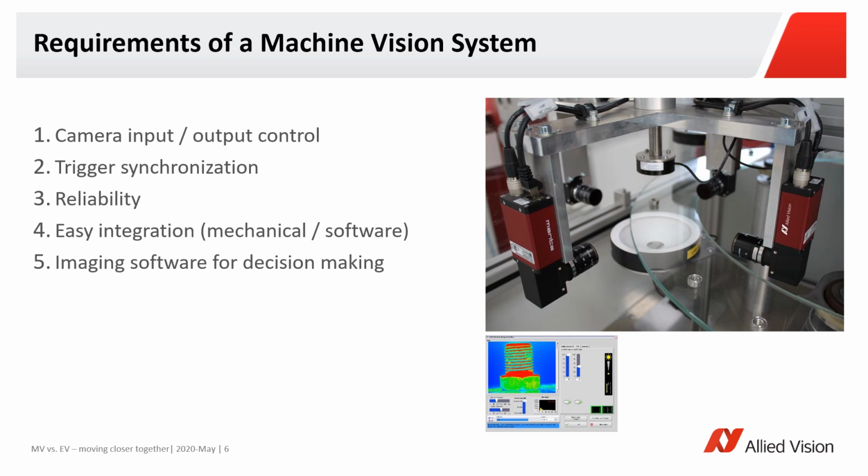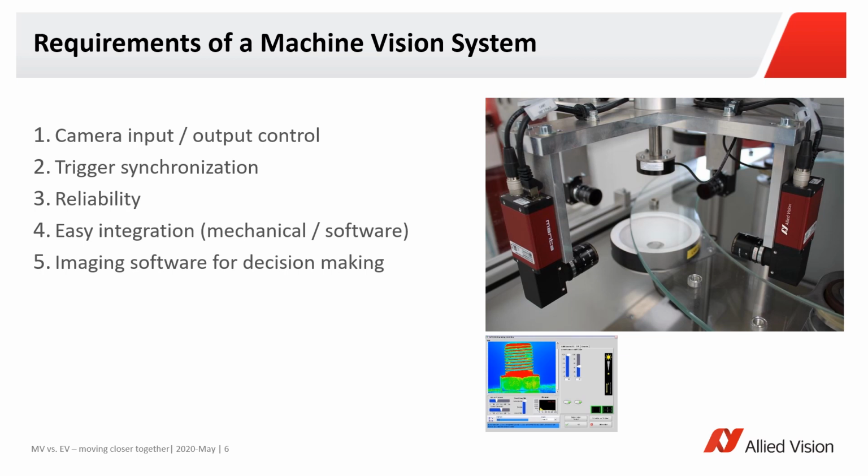As a last point, of course, also the imaging software which is used for the image processing is very important for the decision making. That's usually then the front end to the user. So that's another crucial requirement of a system.